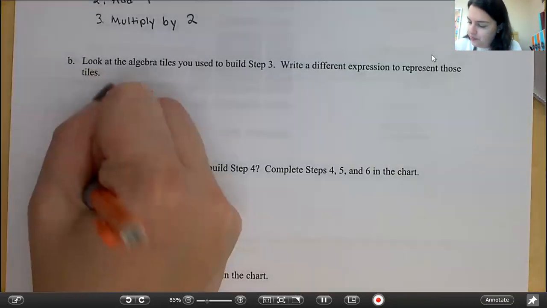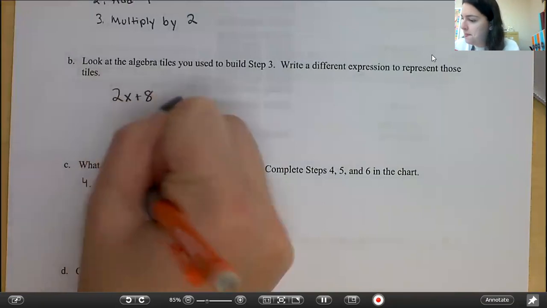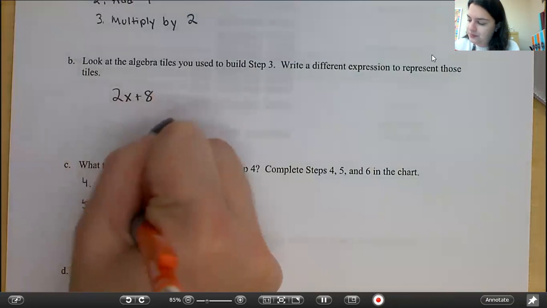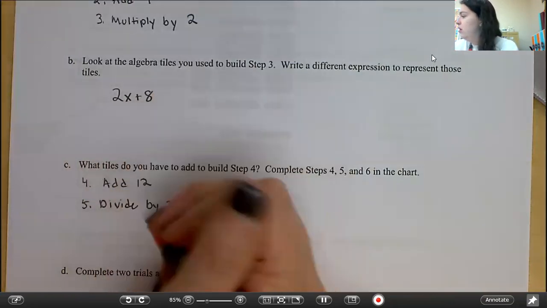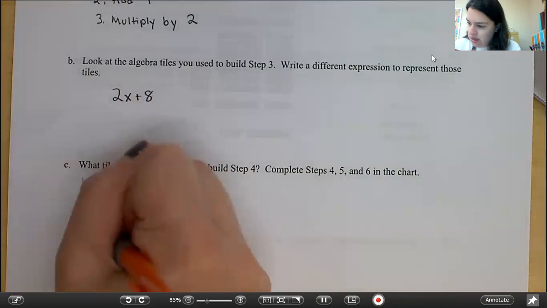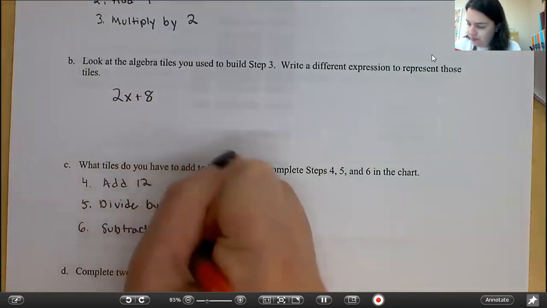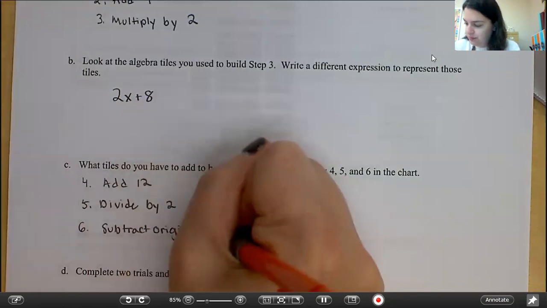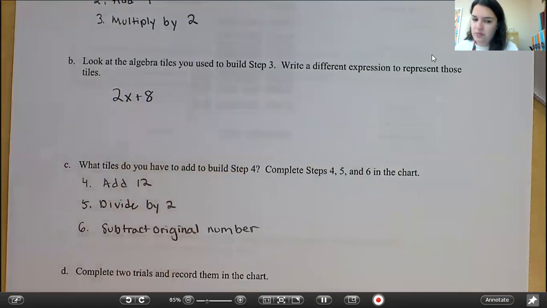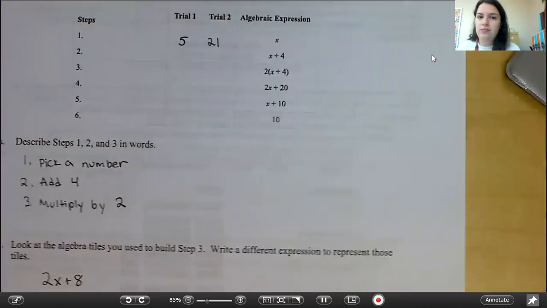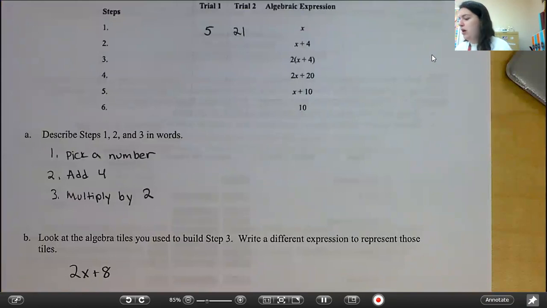So step 4 should have said add 12. Step 5 is divide by 2. Step 6 is subtract the original number. Part D says complete 2 trials and record them in the chart. So let's do 5 and 21 for your 2 trials. So go ahead and do that.